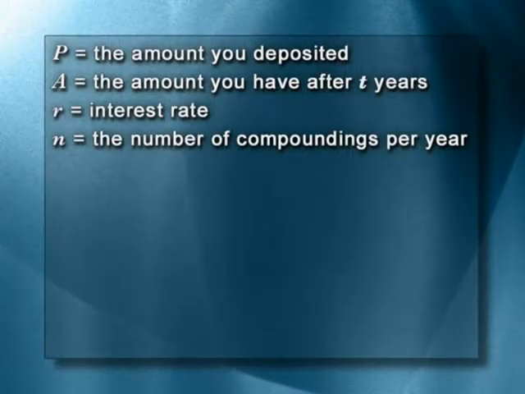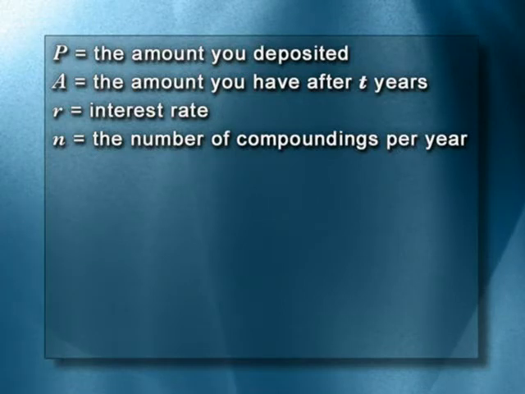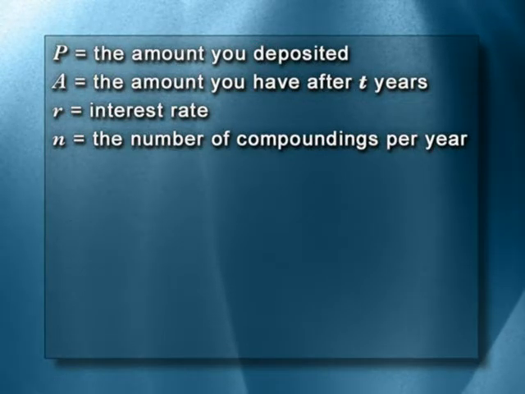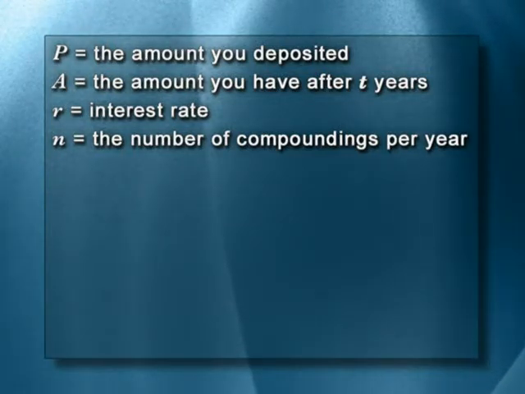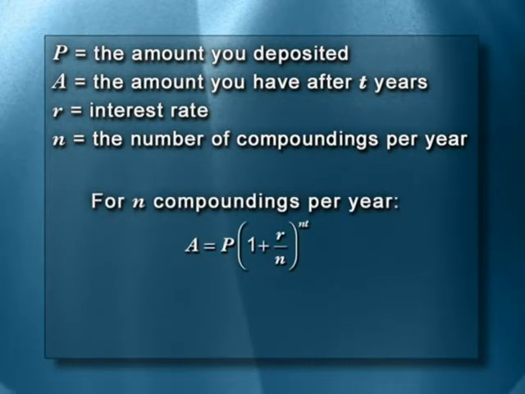Okay, you've got a deposit of P dollars in a bank, and the balance after so many years is going to be given by a certain formula, and it depends on the interest rate R, the number of compounding periods per year, which is N, and the time T. And so the amount you have in your bank account after T years is given by the formula A equals P times the quantity 1 plus R over N, all raised to the power NT. So that's compounding N times per year.